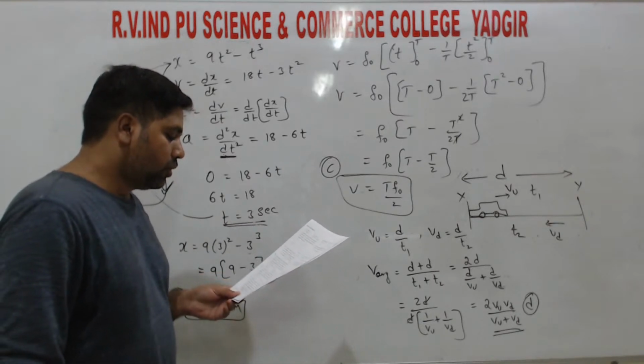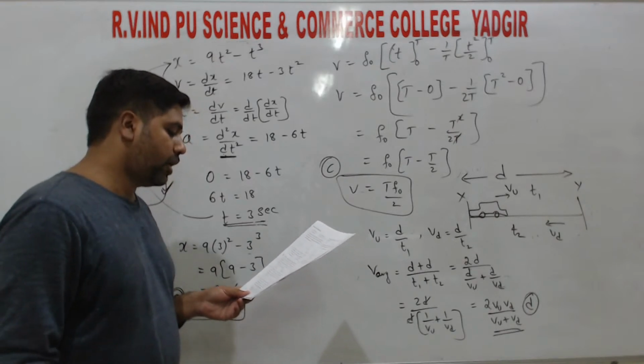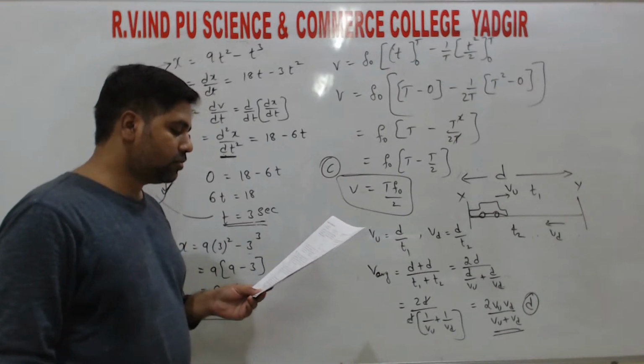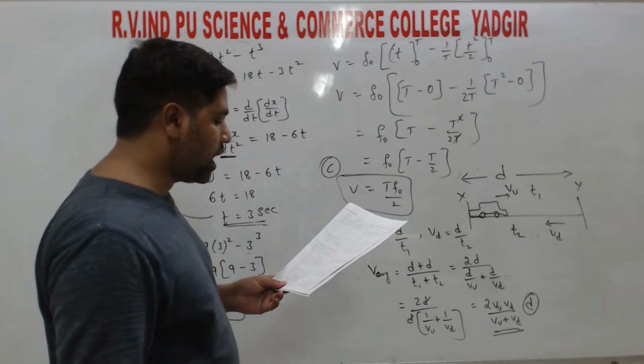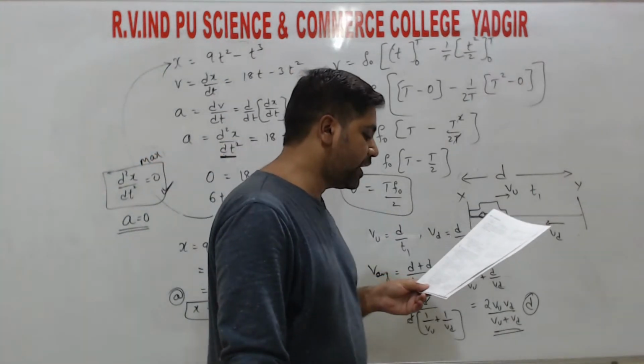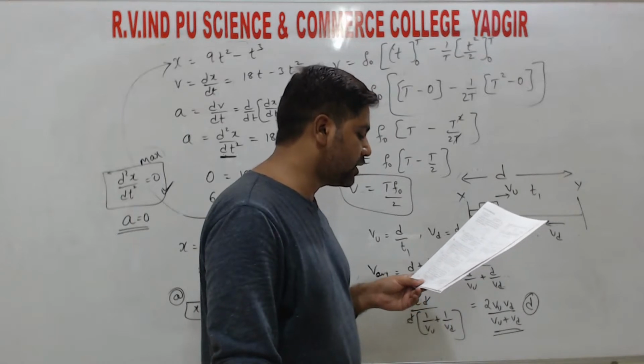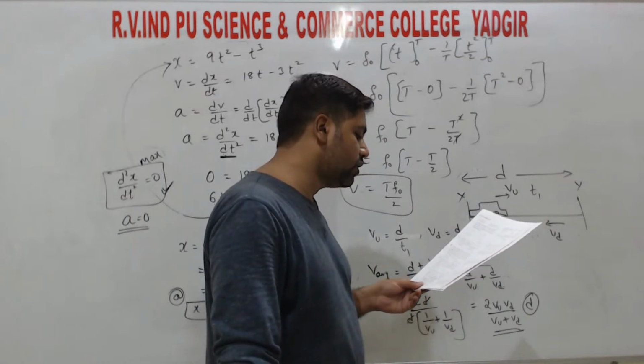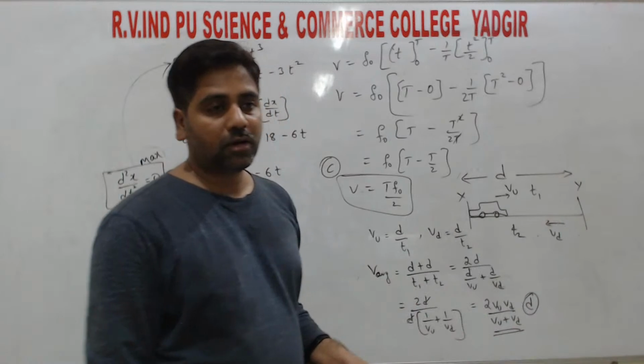Next, two bodies A and B of different masses, 1 kg and 3 kg, are dropped from the height of 16 meter and 25 meter respectively. The ratio of the time taken by them to reach the ground.